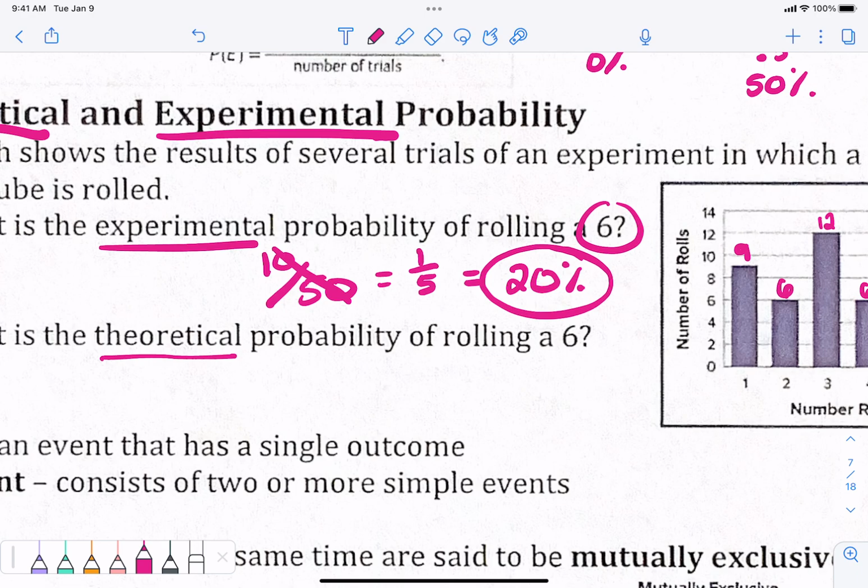Or, if you just think about the sides of a dice, how many times should I roll a 6? 1 out of 6, right? Which is 8.3 out of 50. Does that make sense? Okay. 1 out of 6, which actually ends up being like 16%. So we should roll a 6 about 16% of the time. We're actually rolling it more than that, about 20% of the time. Does that make sense? Yeah? Okay. Theoretical versus experimental. Clear as mud? Are we doing okay? Okay.